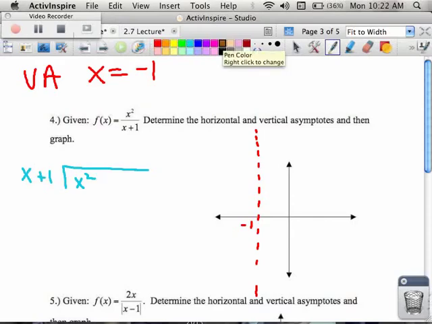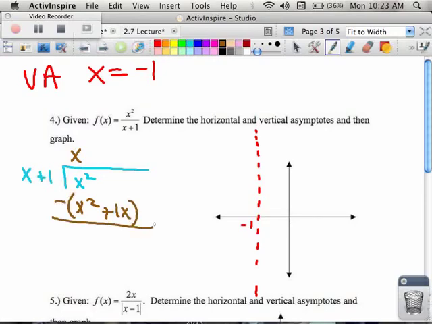X goes into x squared, x times x is x squared. X times 1 is positive 1x. I subtract off, and my remainder is -1x. And then I have to turn the x into -1, so I would multiply by -1.